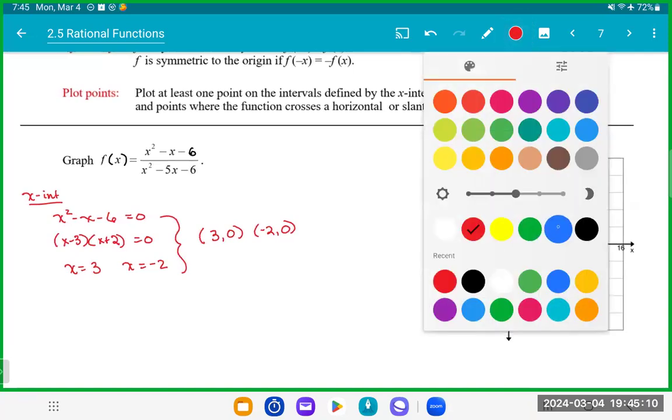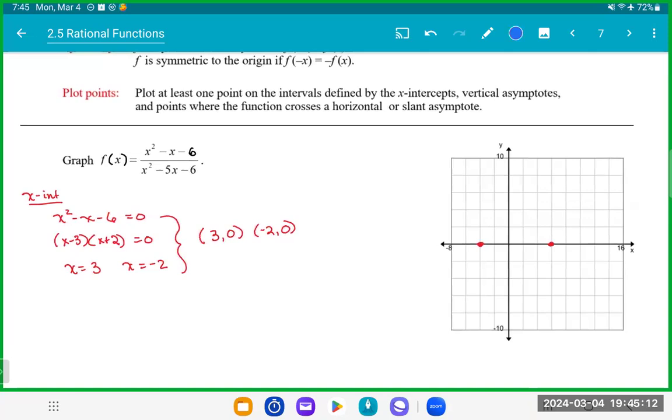Now let's look at our y-intercepts. I'm going to put that up here. That is our y-intercept. Remember, that occurs when we set our x value equal to 0 in our function. And so that equals 0 squared minus 0 minus 6 over 0 squared minus 5 times 0 minus 6. So negative 6 over negative 6 equals 1. So that value is at (0, 1).